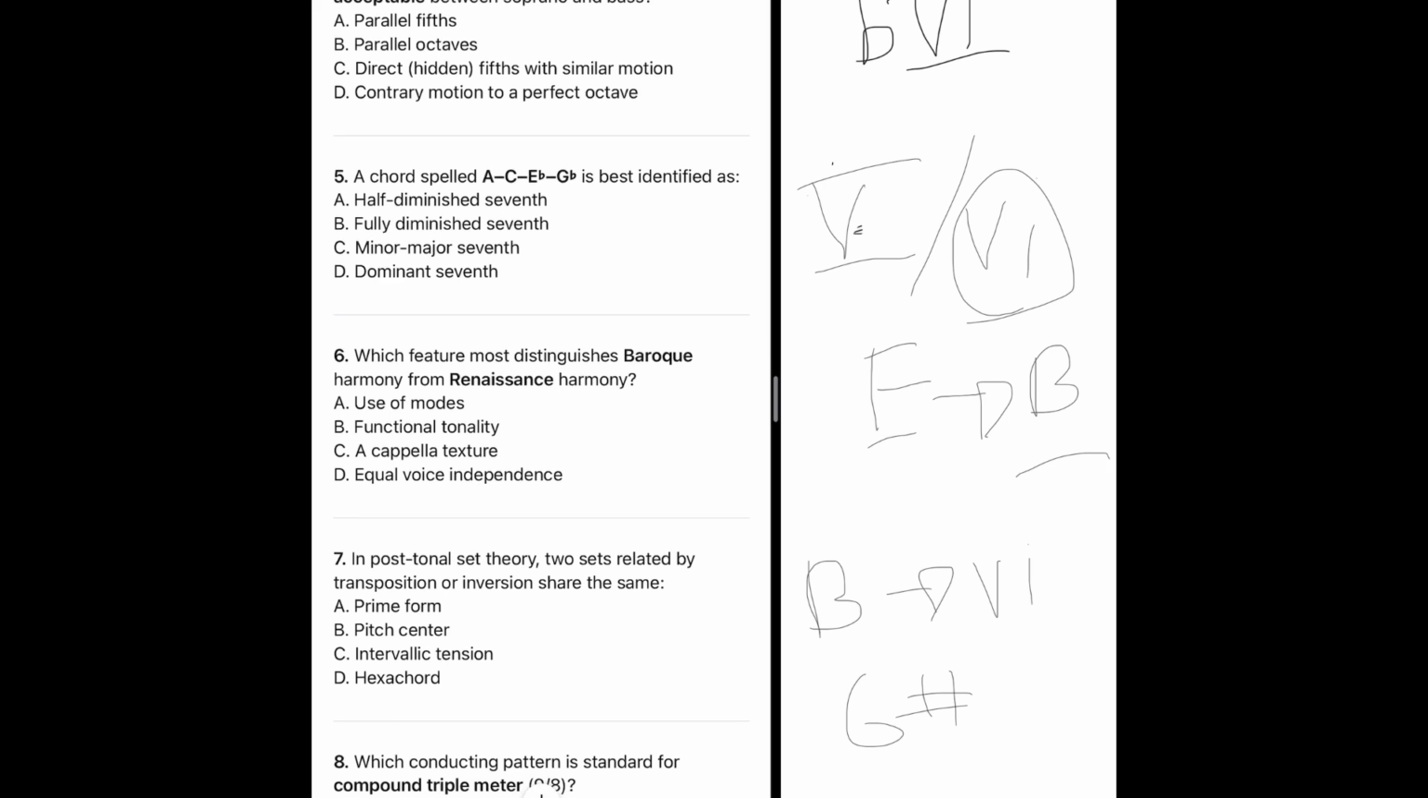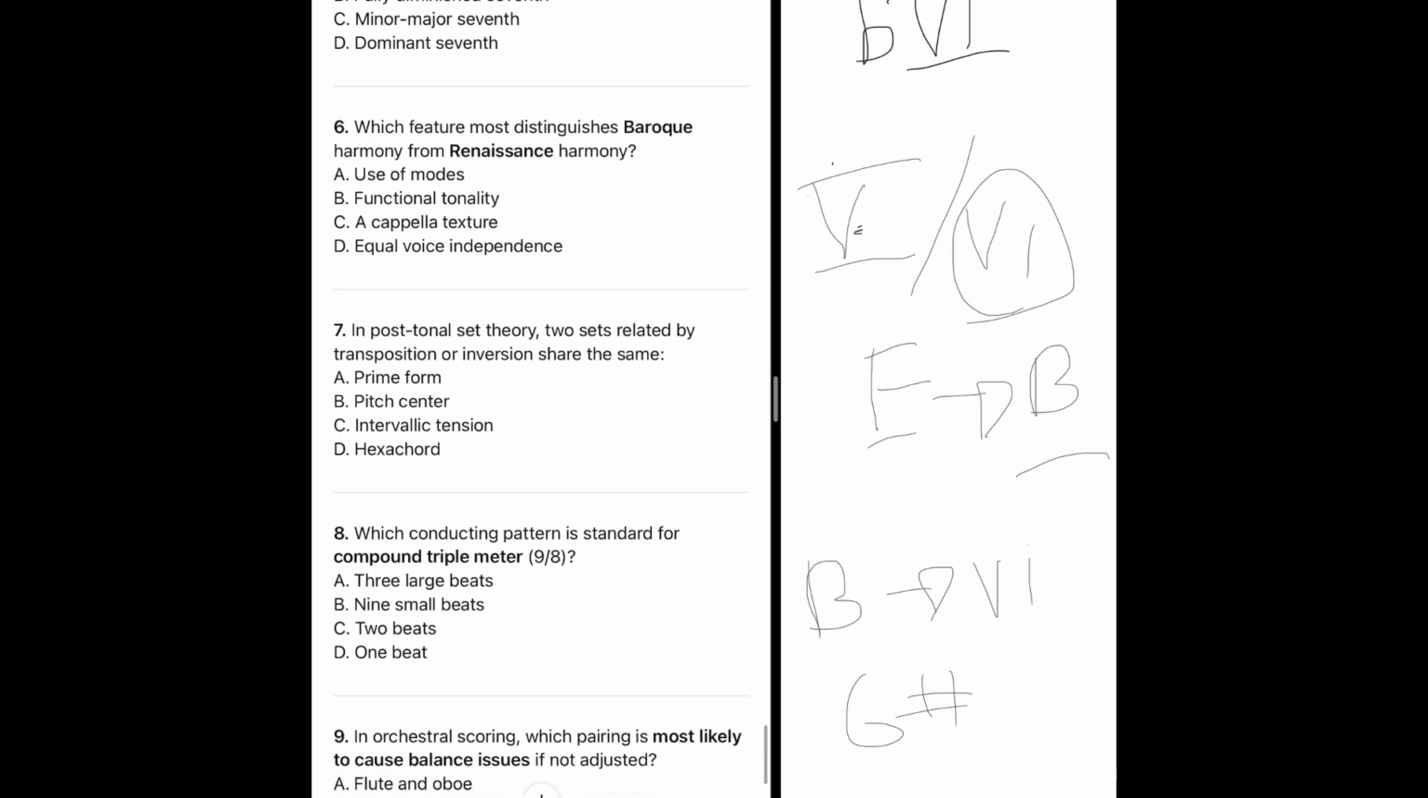In a chord spelling, A, C, E flat, G flat is diminished. Okay. A, C, E flat is diminished. Okay. Fully diminished seventh, because if it's G flat, that's also going to be fully diminished. That's going to be B.